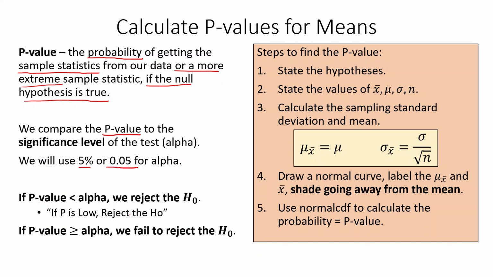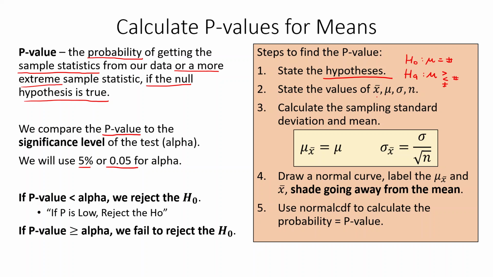If our p is low, we reject the H0. If our p is greater than or equal to alpha, we fail to reject the H0. And by low, of course, we mean less than alpha. So here are the steps to do that for this one. First, we state our hypotheses. We'll have our null hypothesis that the mean equals some number. We'll have our alternative hypothesis. Maybe it's greater than, maybe it's less than, maybe it's not equal to whatever number that was.